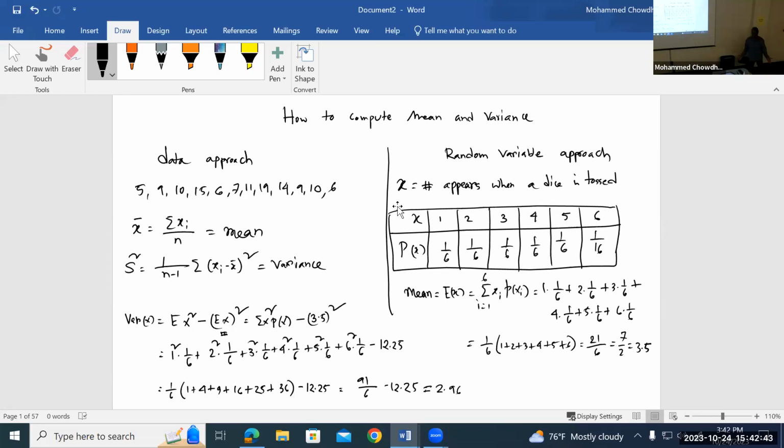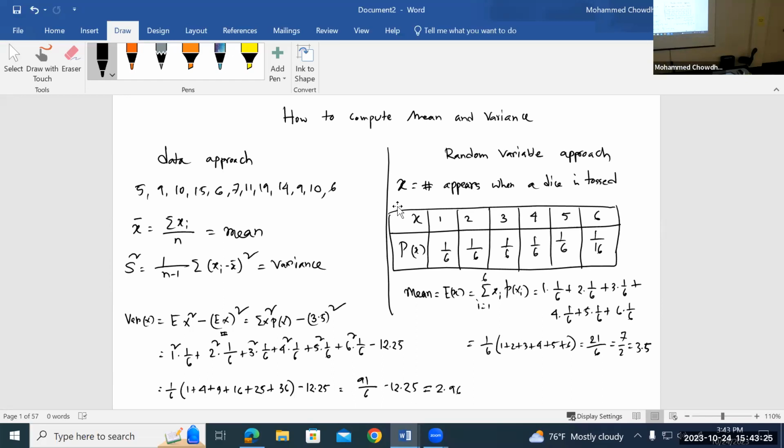So in 12 minutes so far, what we have learned and refreshed is how to compute mean and variance by two approaches. One is the data approach: when data is given in this format, how to find mean and variance. The other is when data is given as a probability distribution, that is, random variable together with probability, then how to compute mean and variance. You understand, right?